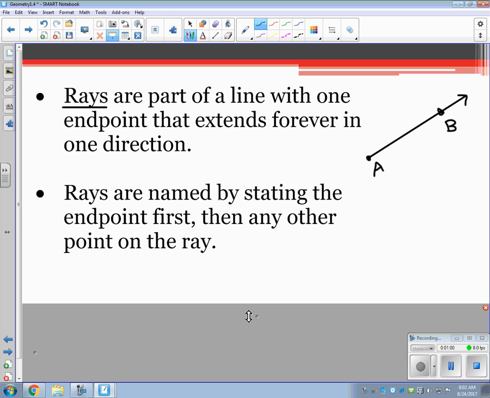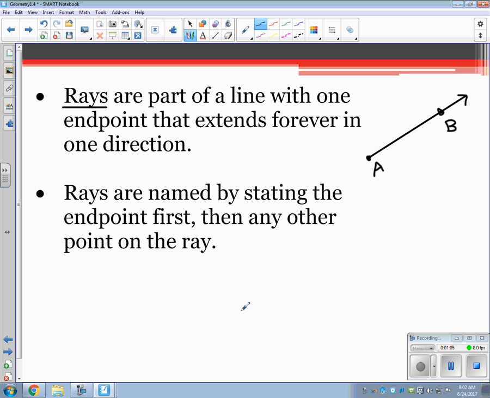Rays are named by stating the endpoint first, then any other point on the ray. So using the one that we just drew as an example, we've already identified that point A is our endpoint, and it's going towards point B. So state the endpoint first, so we would write the capital A, and then it goes towards B, so we'll put that there. And then because it's a ray, up above it, we'll put a ray with one arrow, and that arrow should always be pointing towards the right.